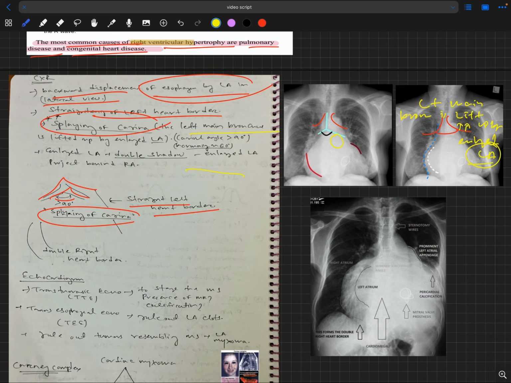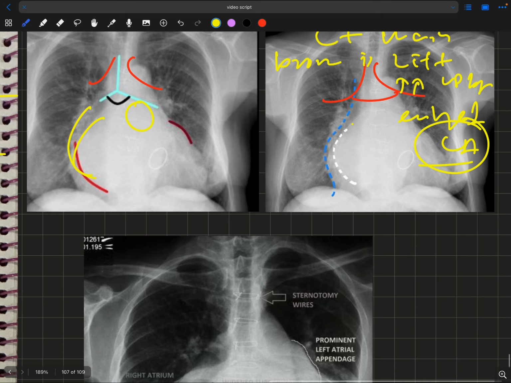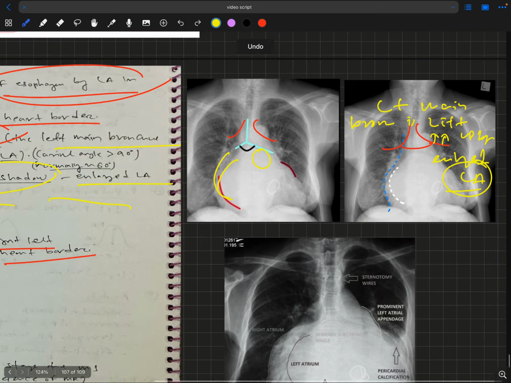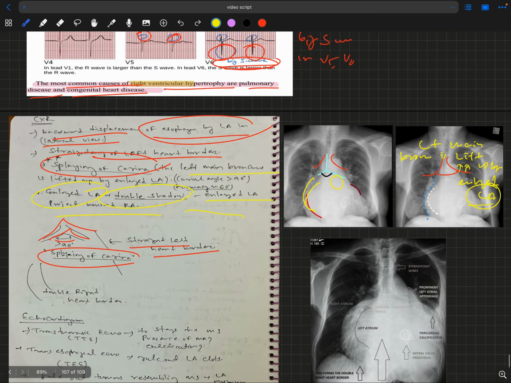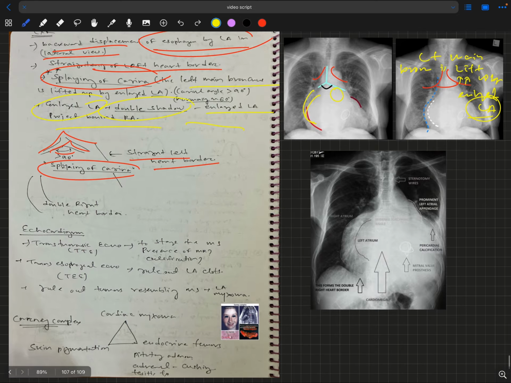The enlarged left atrium also produces a double shadow. Enlarged LA projects behind RA. You can see this is the double shadow. So double shadow, splaying of carina, straightening of left heart border. These are the findings on X-ray in case of MS.